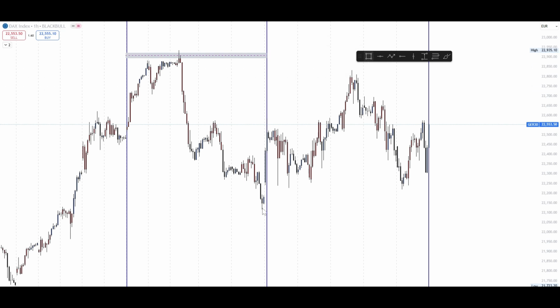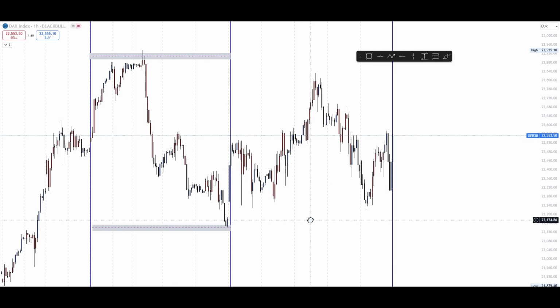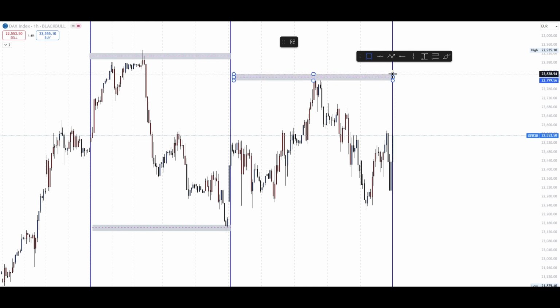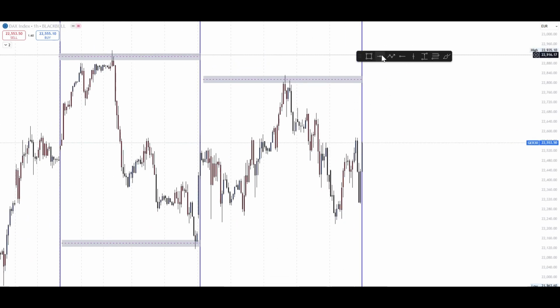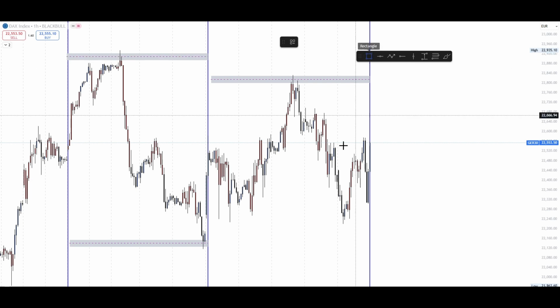From the rest of last week, and then, sorry guys, let's mark this low, and then let's come to this high for the previous week, and then mark the low for the previous week.